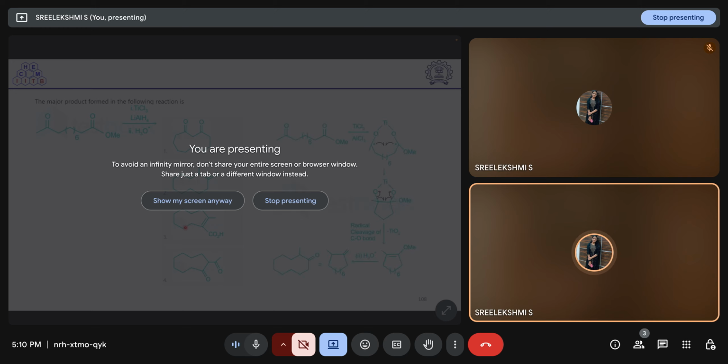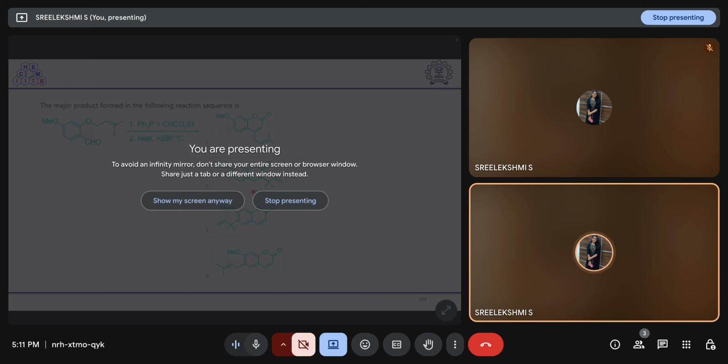So here the correct answer is option 1, and we have already seen the mechanism. This is an example of McMurry coupling. We have seen examples for this question as well. Now moving ahead with the next question. From here, today's session will be starting.